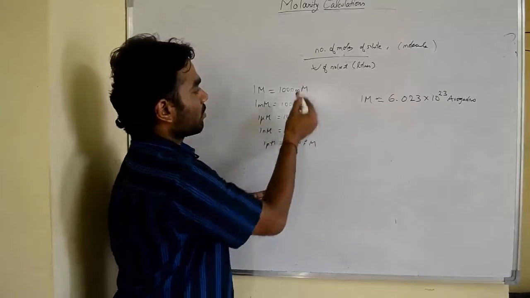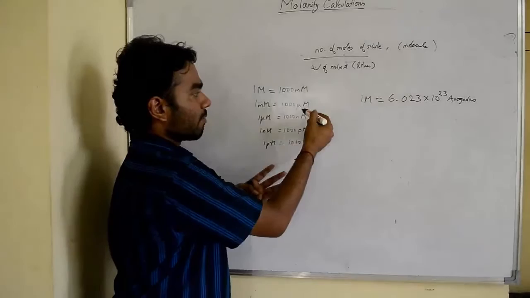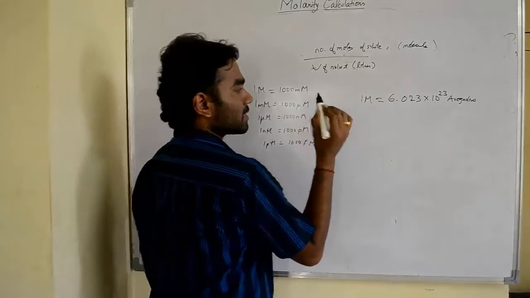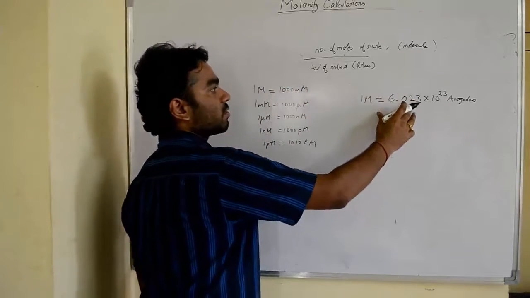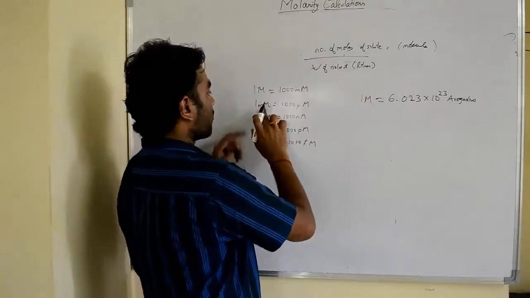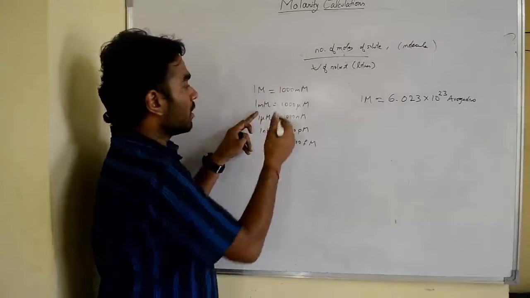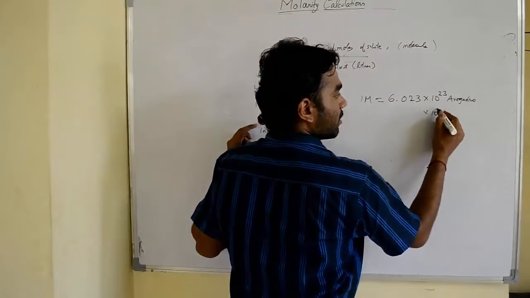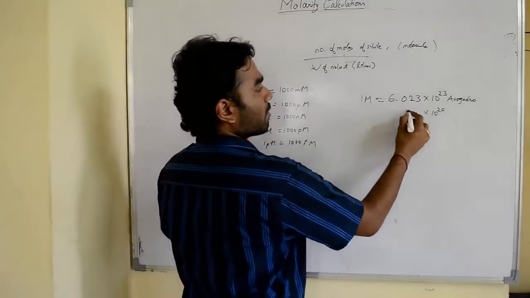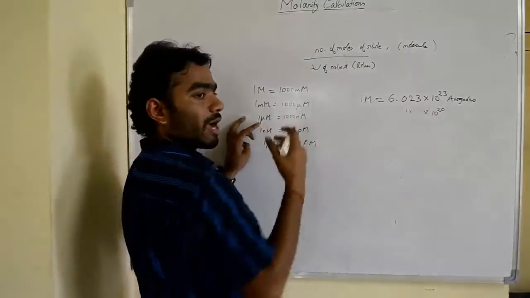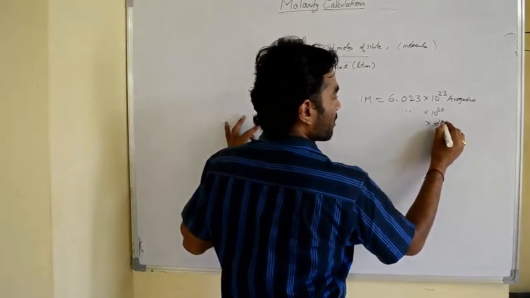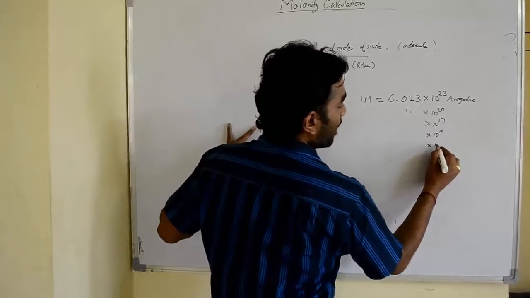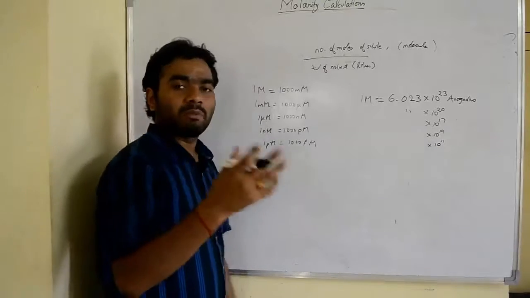Generally people mostly use molarity, millimolar, micromolar, nanomolar, but it depends on different experiments. If 1 mole is 6.023 into 10 power 23 atoms, what about 1 millimole? It is 1000 times reduced, so 10 power 20. 1 micromole is 10 power 17. 1 nanomole, 10 power 14. 1 picomole, 10 power 11. So this is the quantity of atoms which you have.